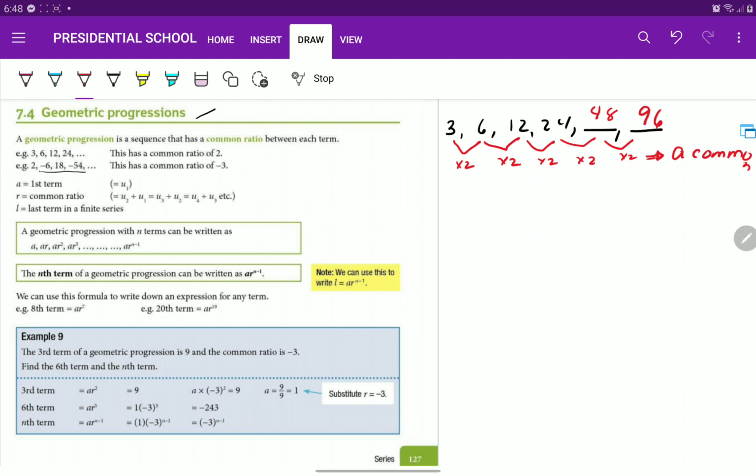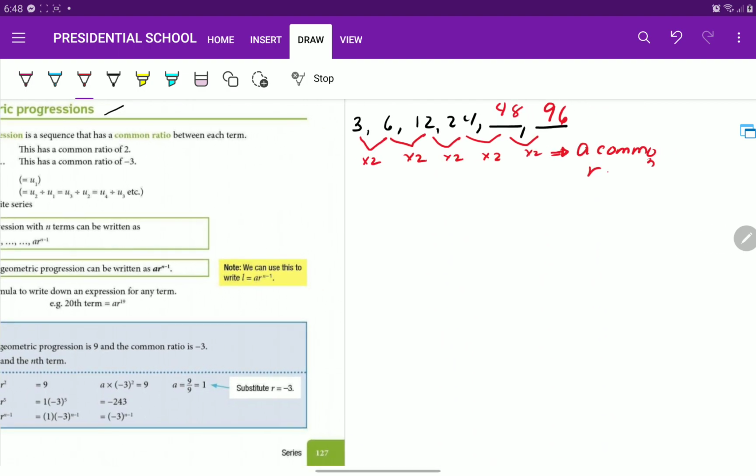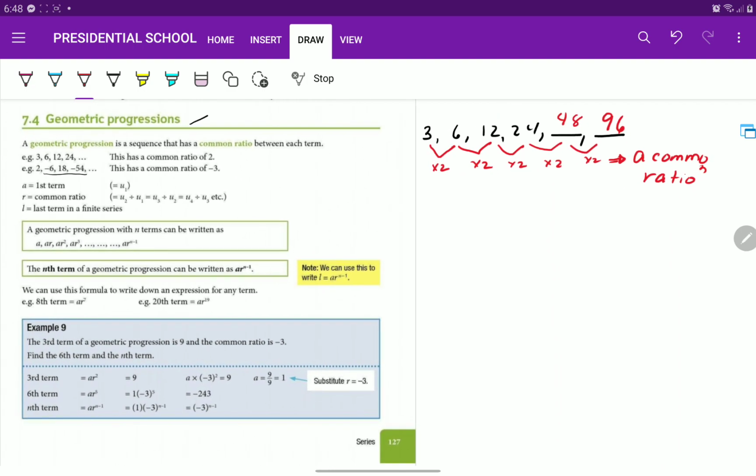Common ratio. Okay? Now, let's try to rewrite this starting with 3. Then the 6 can be written as 3 times 2. Right? 2 is the common ratio.